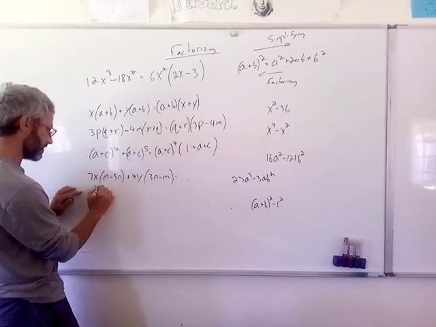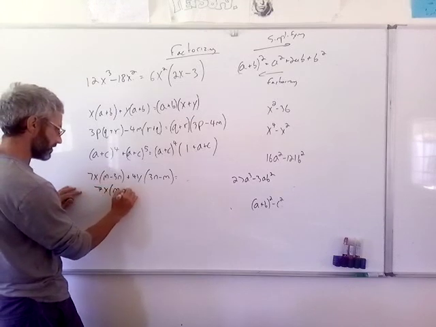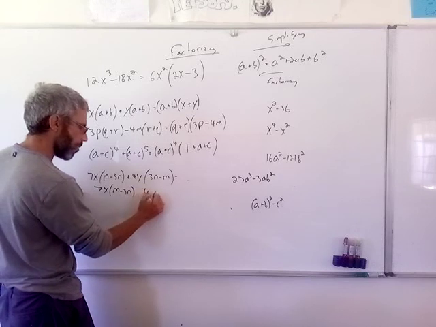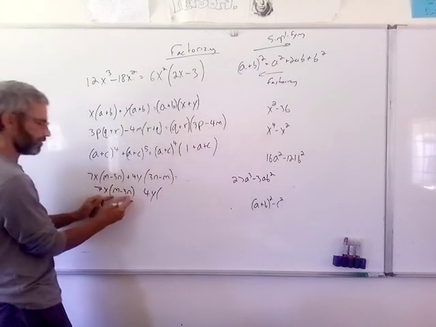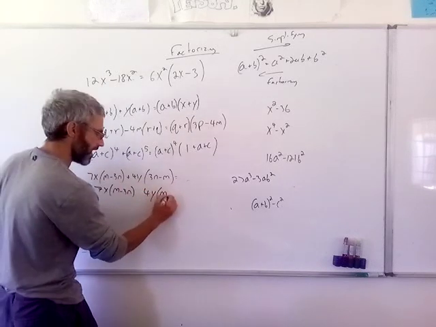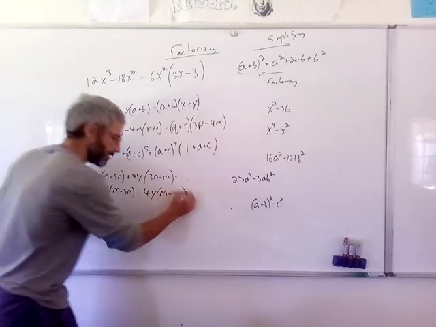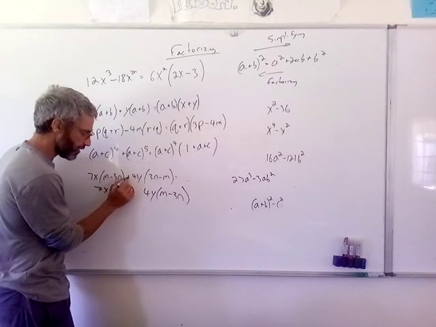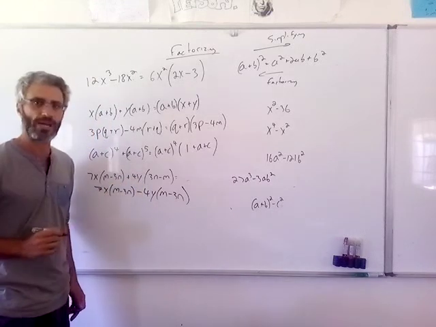I'll write it down. So I'll write 7x(n minus 3n). Okay, now I want to write the other one, the 4y time, I want to turn it to be the same. So I'm going to write (n minus 3n). And I can do it, but I must pay a price. And the price is to change the sign. So if this was plus, now it's going to be minus.